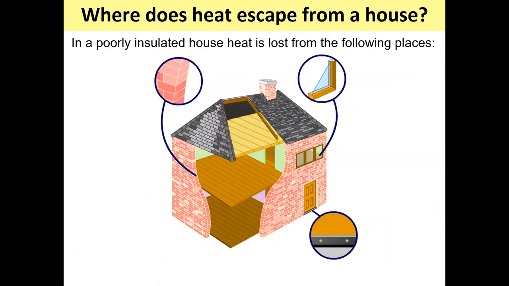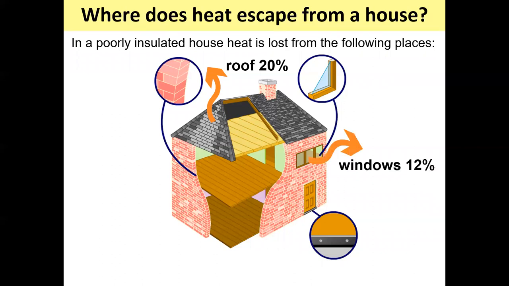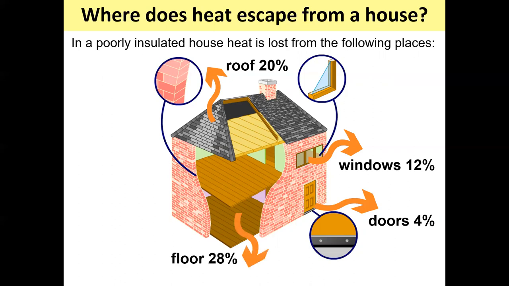So where does heat escape from a house? Well, in a poorly insulated house, heat is lost from the following places. Approximately 20% of heat is lost through the roof, 12% through the windows, 4% due to drafts through gaps around and under the door, 28% through the floor, and 36% through the wall.